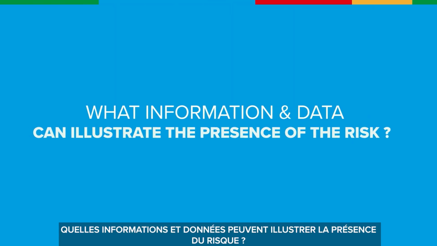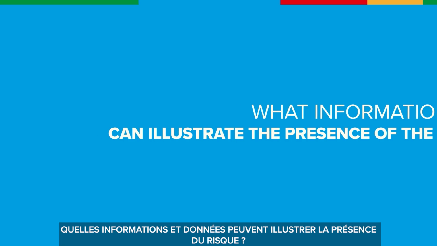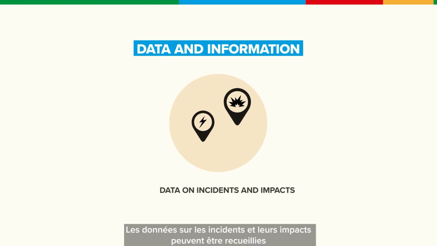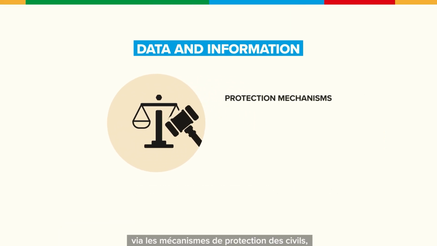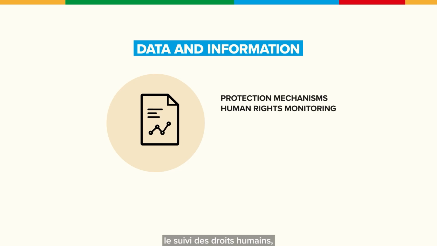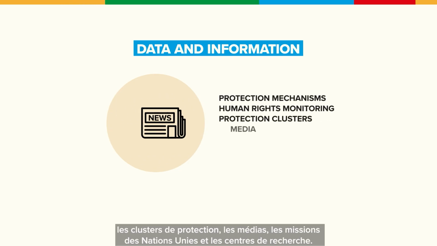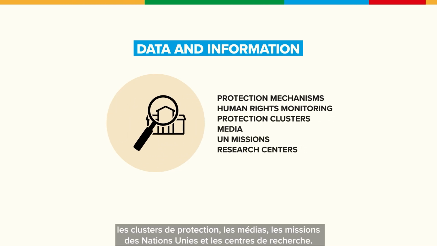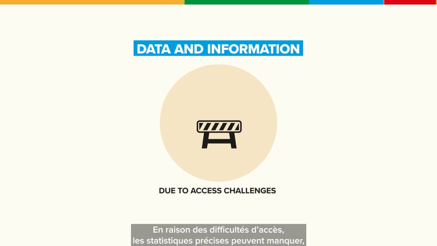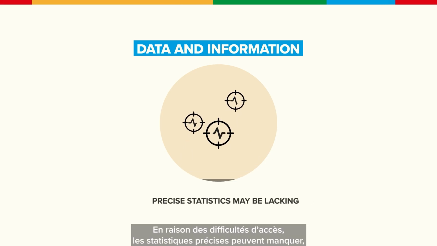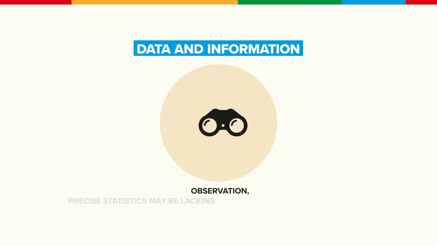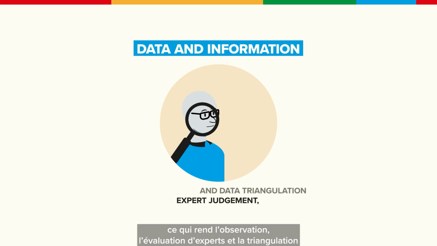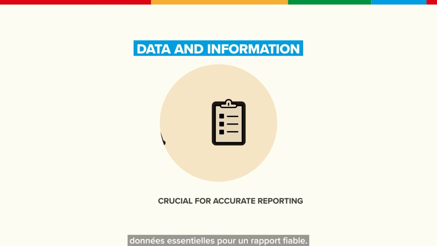What information and data can illustrate the presence of the risk? Data on incidents and impacts can be collected through protection of civilians mechanisms, human rights monitoring, protection clusters, media, UN missions, and research centers. Due to access challenges, precise statistics may be lacking, making observation, expert judgment, and data triangulation crucial for accurate reporting.